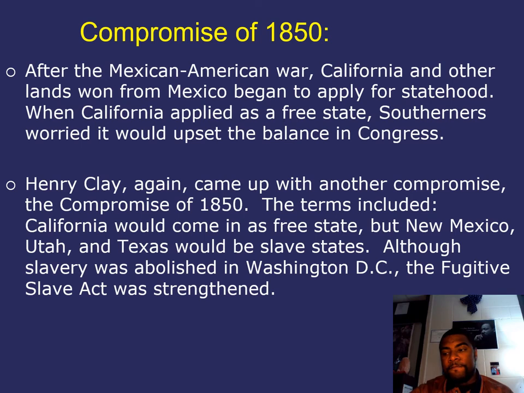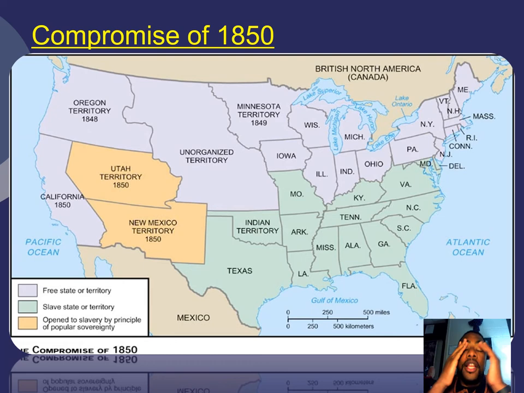As you can see here, this is an illustration of a map of the Compromise of 1850. The light blue states, I think, are free states and territories, the darker states are slave states, and the little beige looking states, of course, are open to slavery by the principle of popular sovereignty. All right, moving forward.